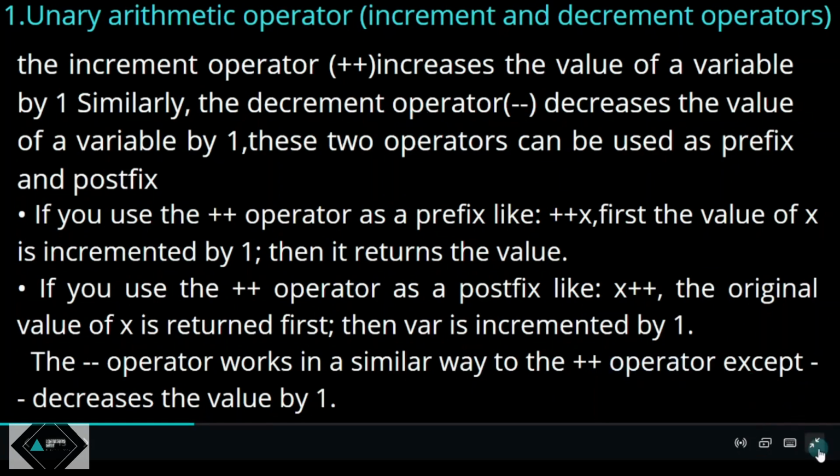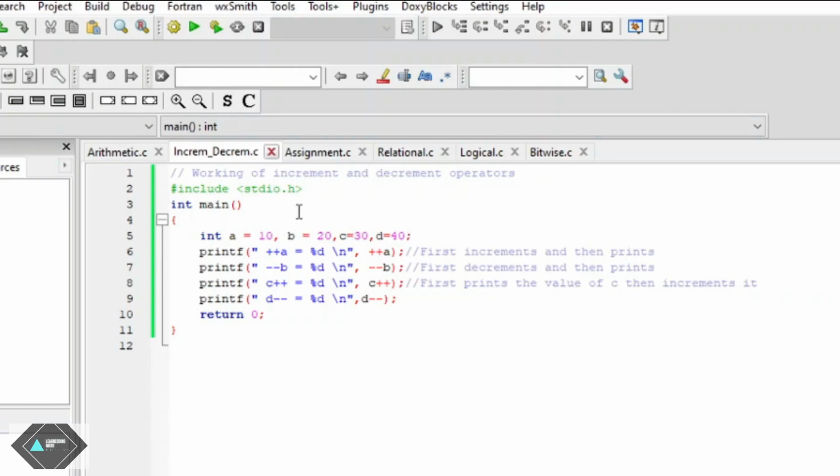So now let us look into a program. Here we have a simple C program to show the working of increment and decrement operators. We have the standard stdio.h header file included. Then we have the main function. In the main function we have defined 4 integer variables a, b, c, d, and initialized a, b, c, d to 10, 20, 30 and 40.